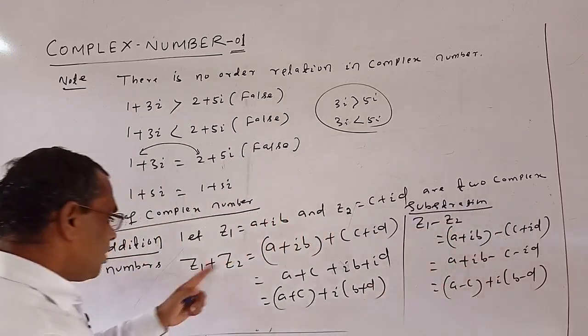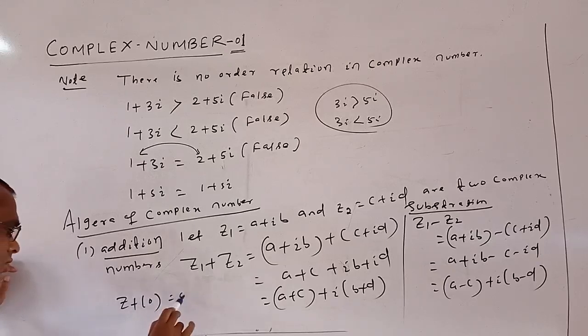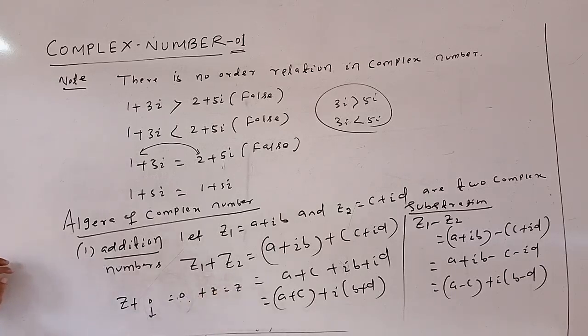You know z1 plus z2 is also z2 plus z1. So addition of two complex numbers is commutative, and it is also associative. For every complex number z, z plus 0 equals 0 plus z equals z. So 0 is the additive identity of the complex numbers.